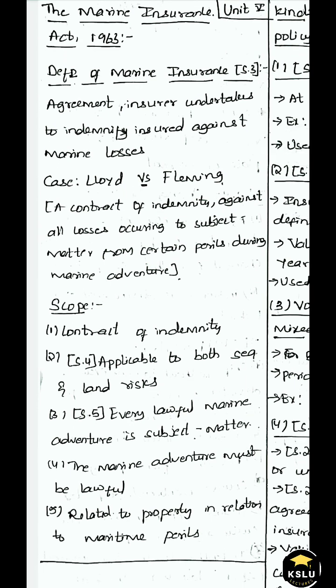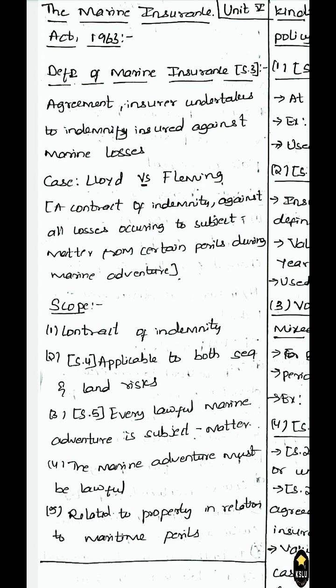Definition of marine insurance, Section 3. Marine insurance under Section 3 of the Marine Insurance Act is defined as an agreement in which the insurer undertakes to indemnify the insured against marine losses. So it is an agreement where the insurer undertakes to indemnify the insured against marine losses only.